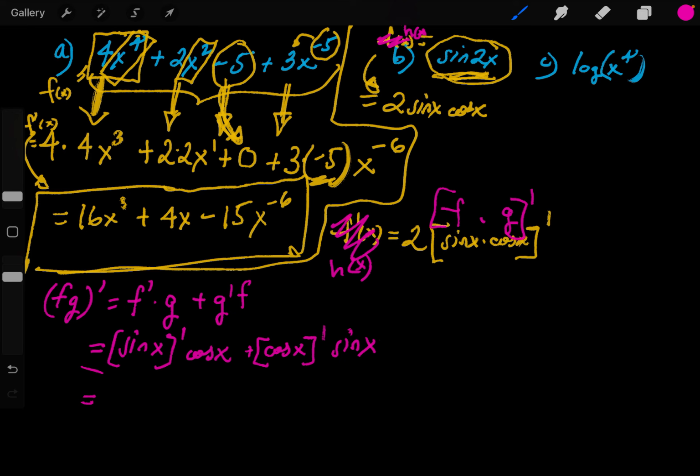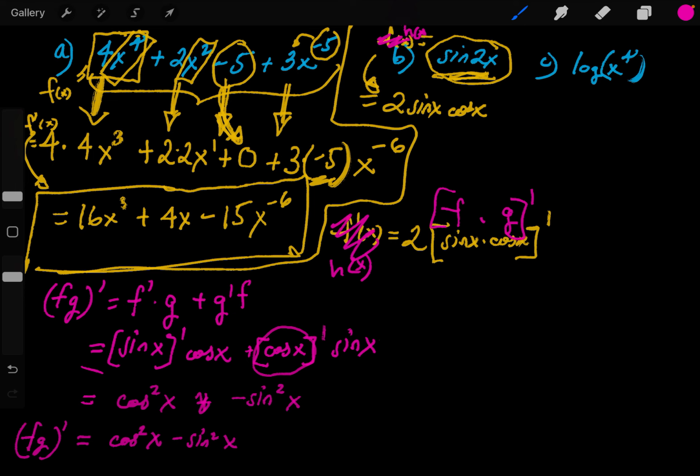Okay, so this becomes cosine times cosine, cosine squared x, plus the derivative of cosine, we need to know, is negative sine x. So it becomes negative sine x times sine, sine squared x. So it's just minus, and then the whole thing becomes cosine squared x minus sine squared x.